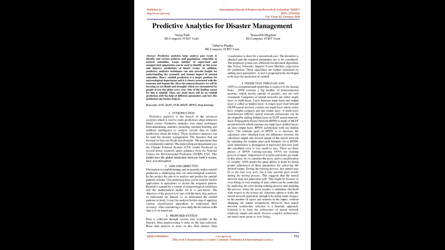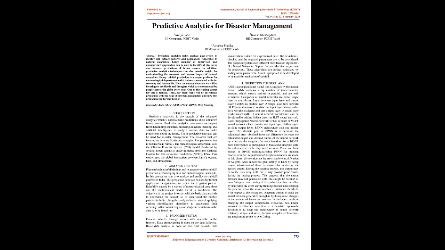Heavy rainfall prediction is a major problem for the meteorological department, and it is closely associated with the economy and human life. Here the natural disasters we will be focusing on are floods and droughts, which are encountered by people across the globe every year. One of the leading causes for this is rainfall. Thus, our main focus will be on rainfall prediction with the help of different parameters and how this prediction can further help us. Keywords: ANN, SLFF, SVM, MLFF, BPNN, Deep Learning.